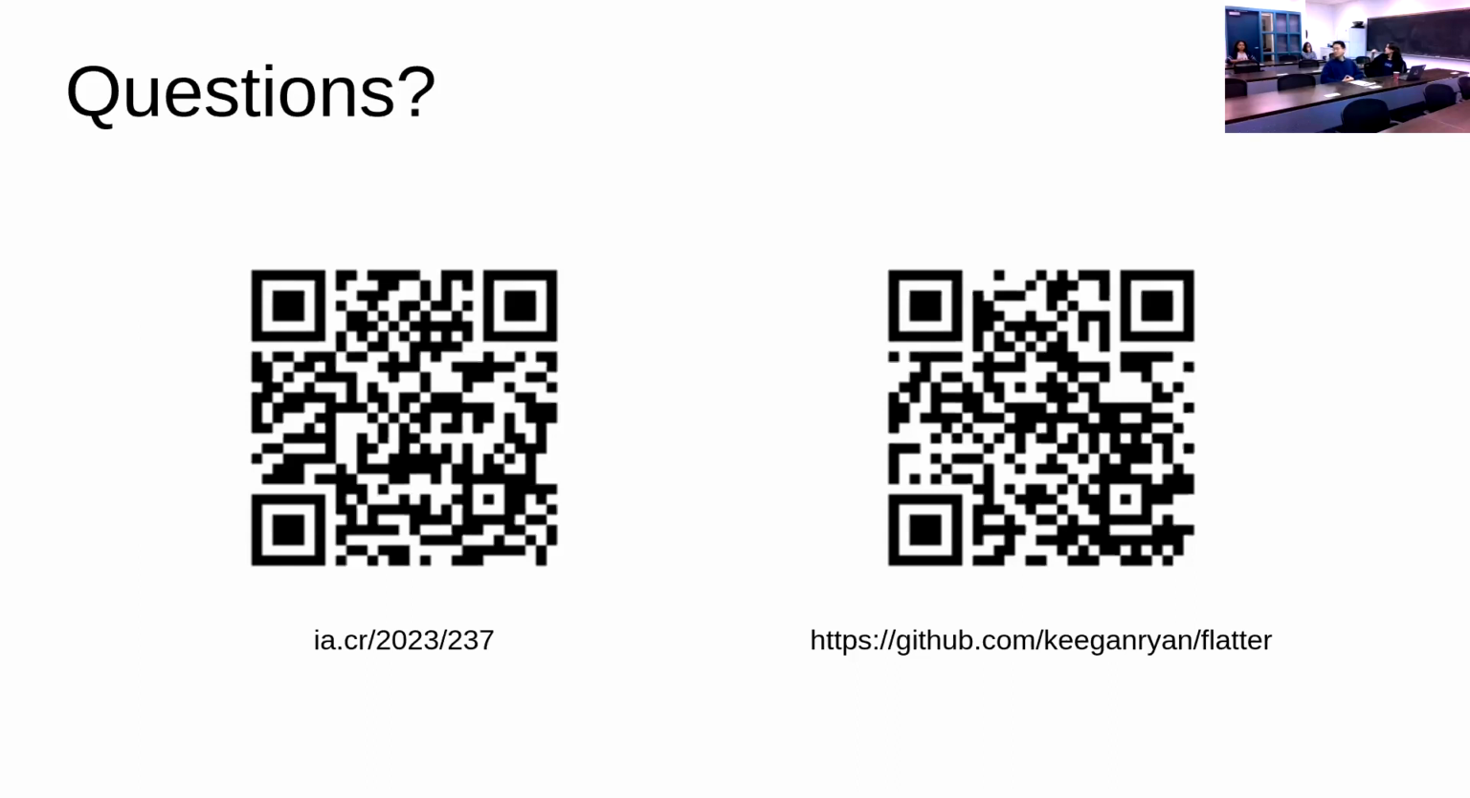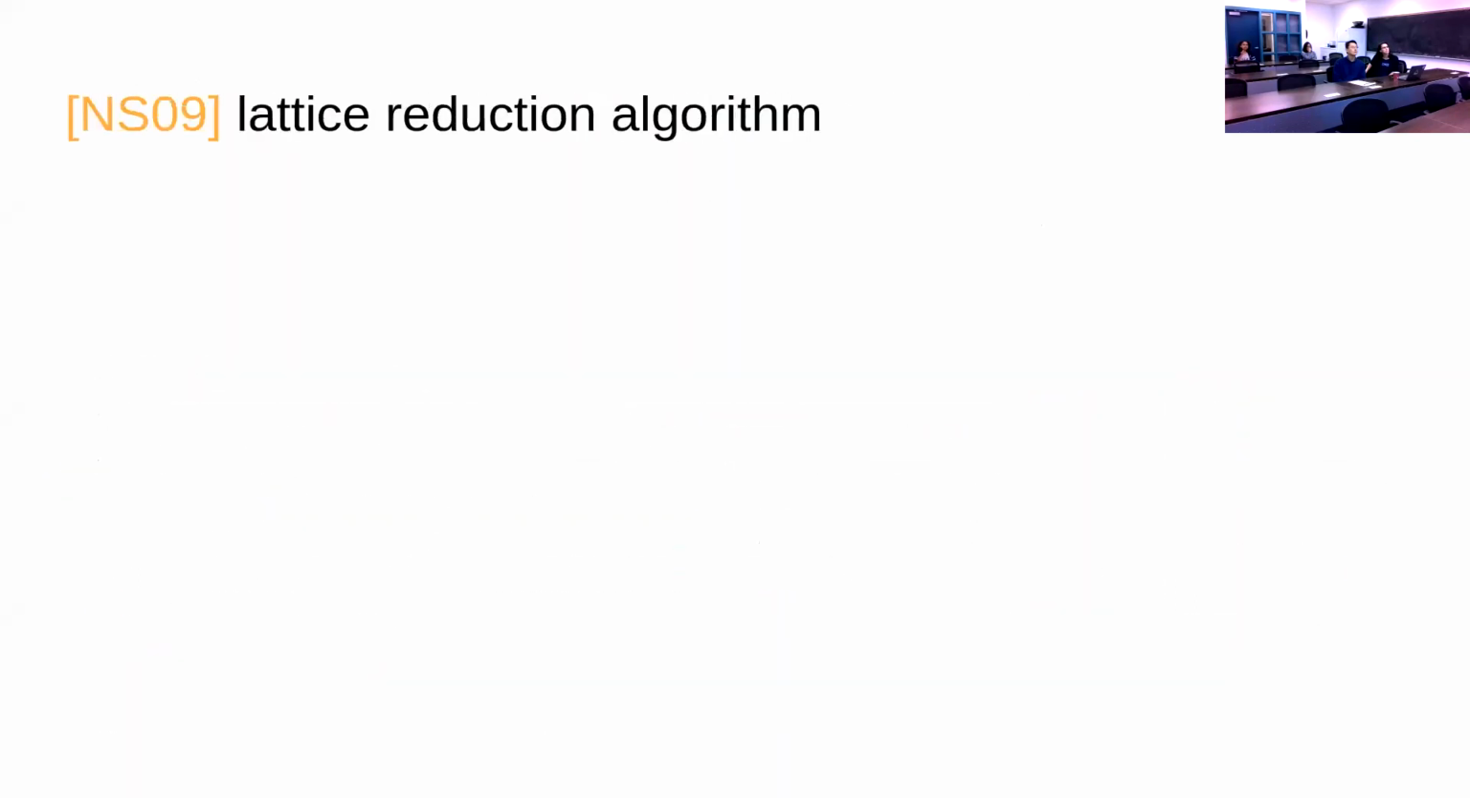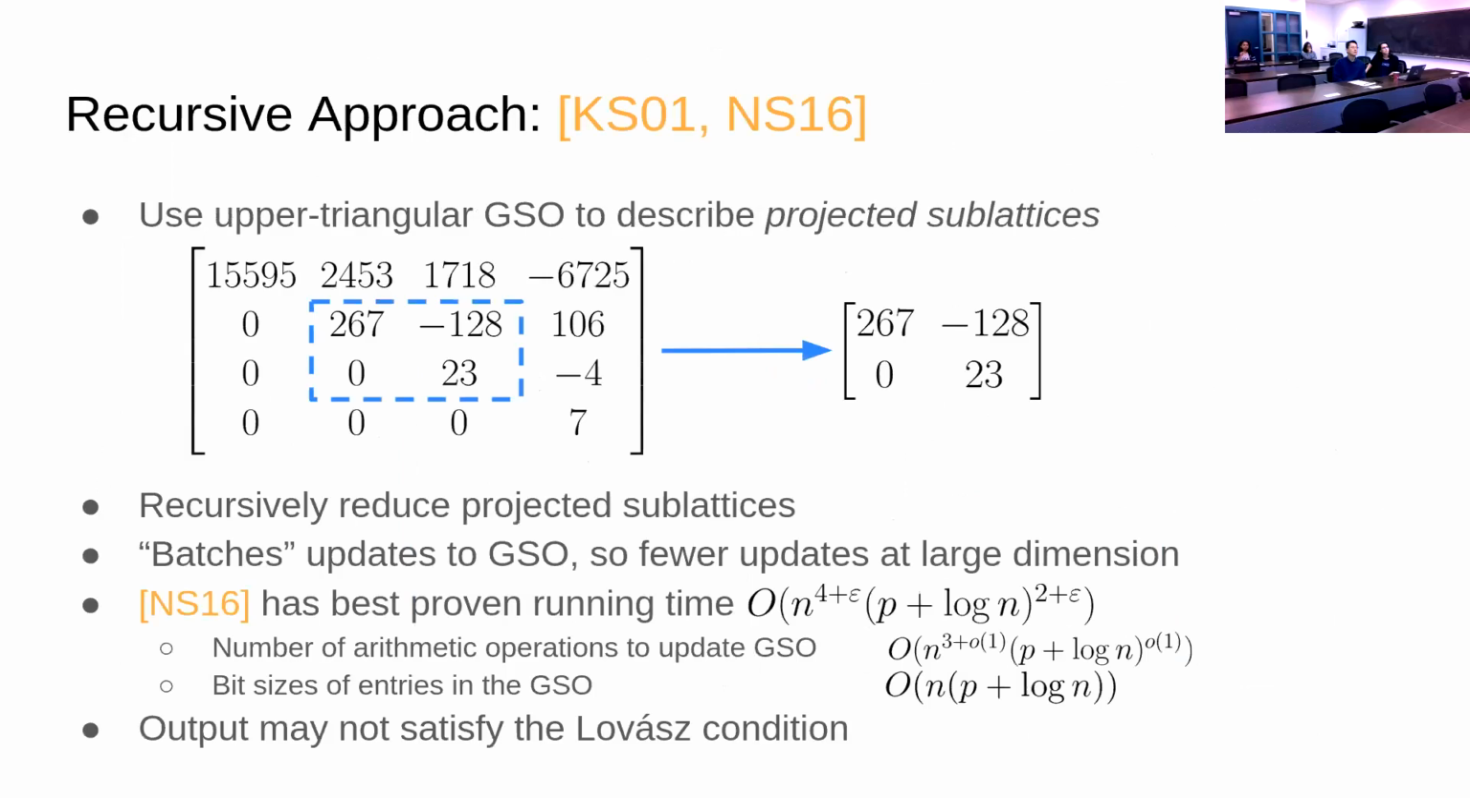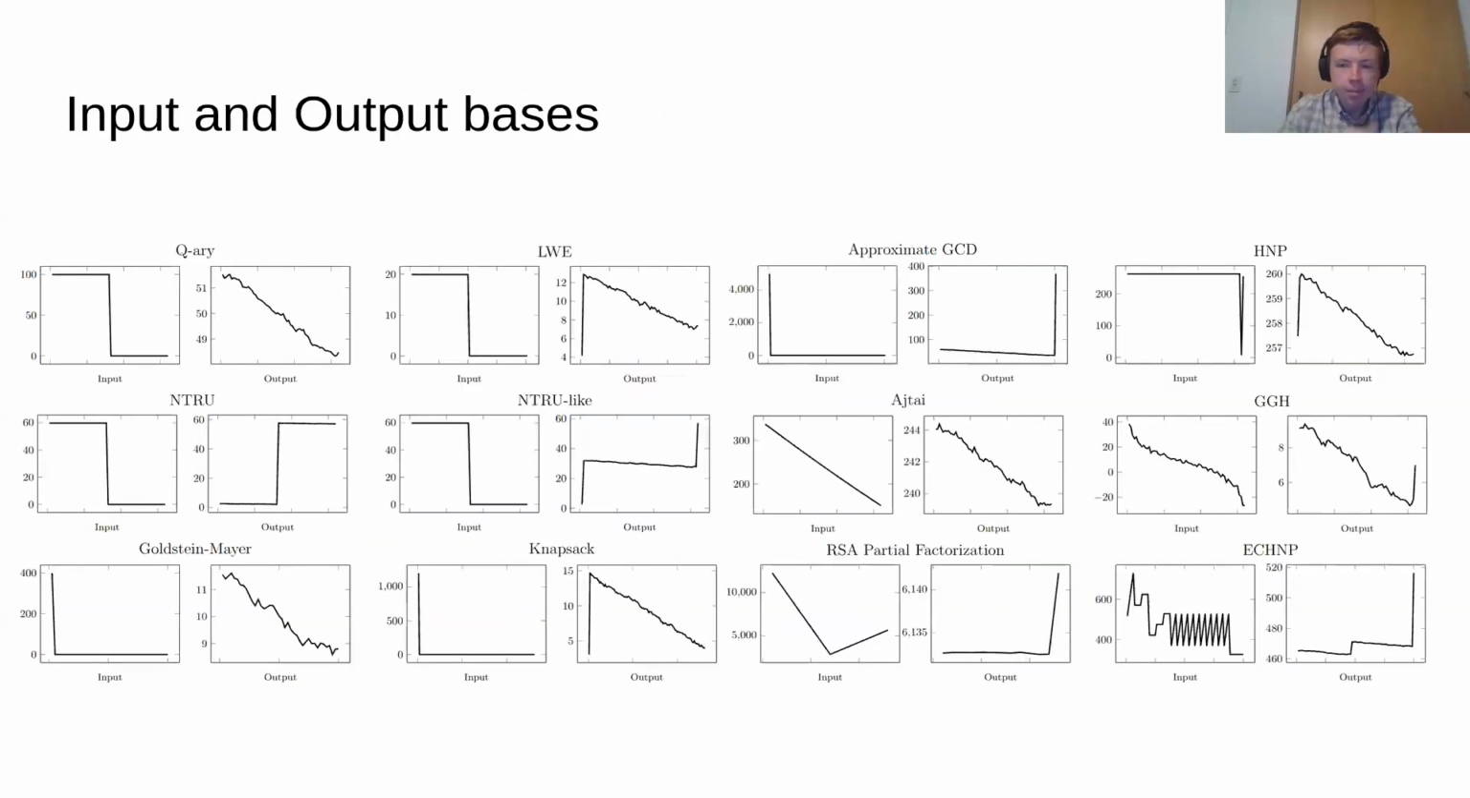Yes. In the beginning of your slides, you mentioned some certain problems, like the NTRU and the Alchais. This one. How did you generate the random lattice and then use the LLL reduction for every lattice?